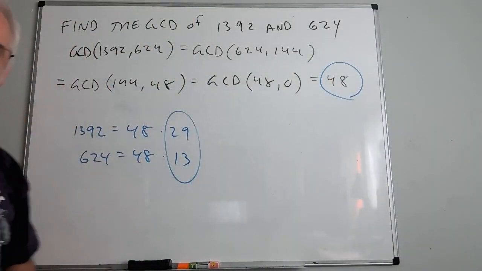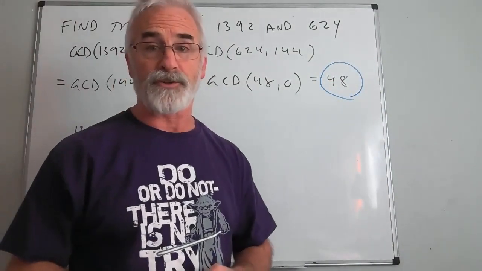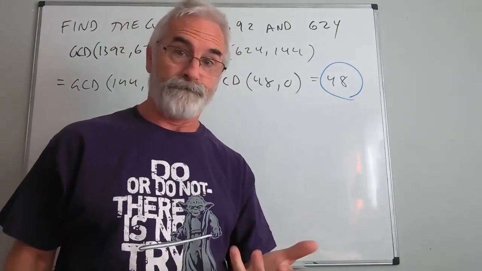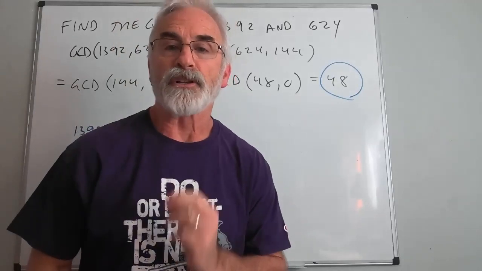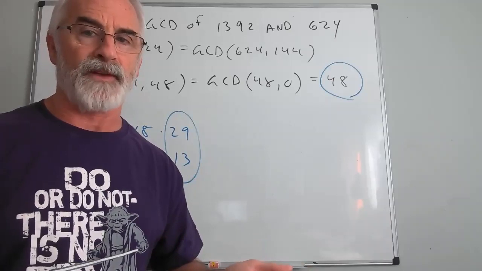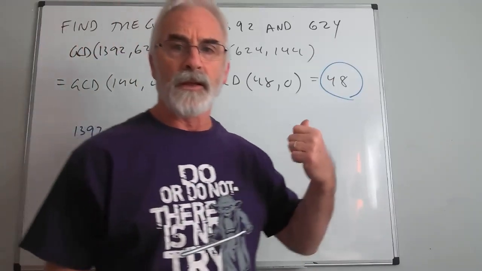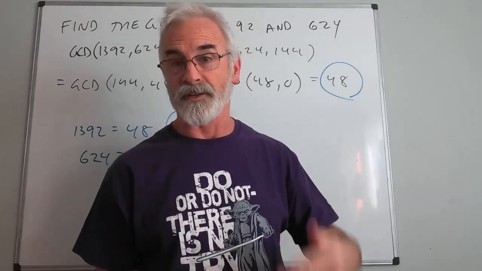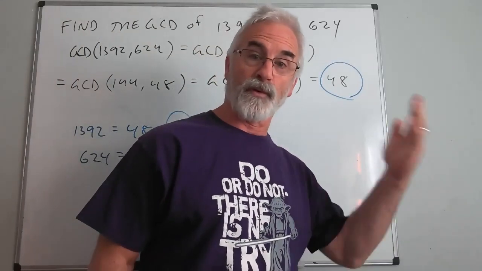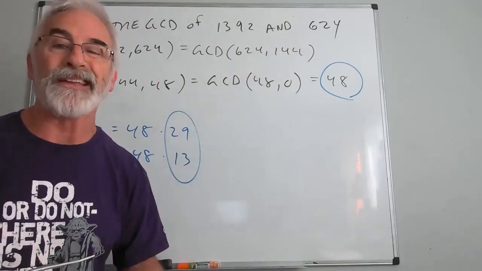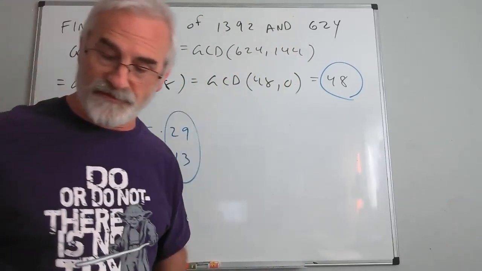You should always do the check. You don't have to show the check, but you should always do the check. There's always the possibility of an arithmetic error. Now, a lot of people confuse common factors: a common factor and the greatest common factor are not necessarily the same thing. Every factor of 48, 1, 2, 3, 4, 6, 8, 12, 16, 24, 48, every one of those is a common factor. But 48 is the biggest of those. So that's why that's the final answer.